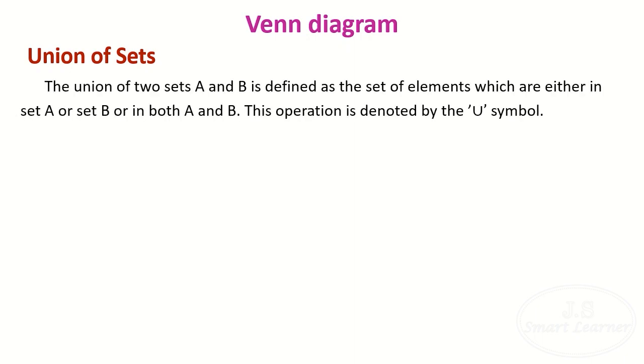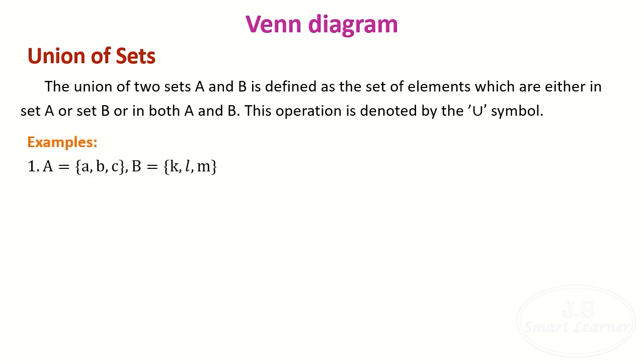First operation, union of sets. The union of two sets A and B is defined as the set of elements which are either in set A or set B or in both A and B. This operation is denoted by the union symbol, that is nothing but the U symbol.